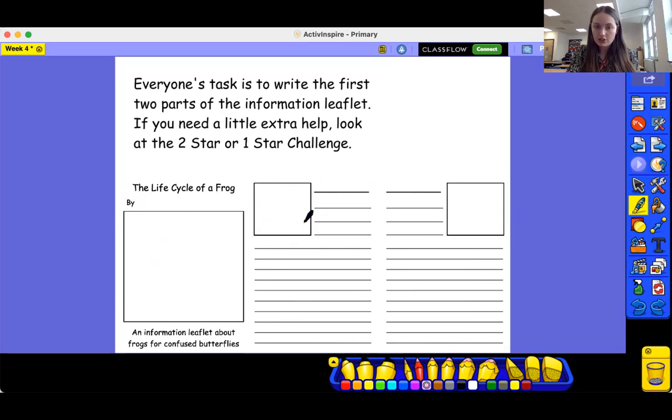So that's what everybody's doing. Everybody is writing this information booklet. You are only writing the first 2 sections. We're going to write the last 2 tomorrow. If you need a little bit of extra help whilst you are writing, you can use the 2-star or the 1-star challenge to help you. Okay? I'm going to talk about the 2-star and 1-star challenges now.